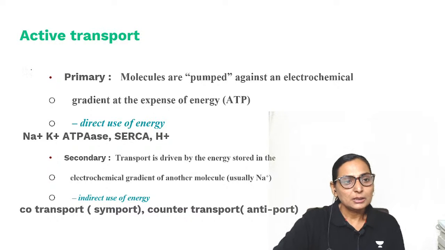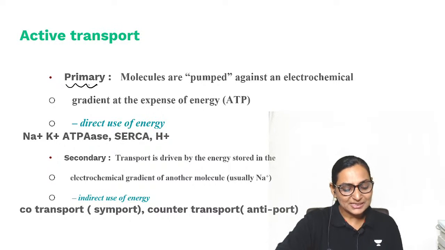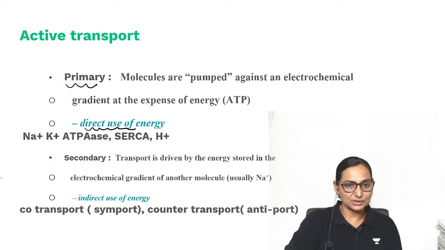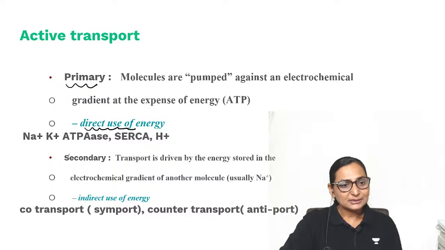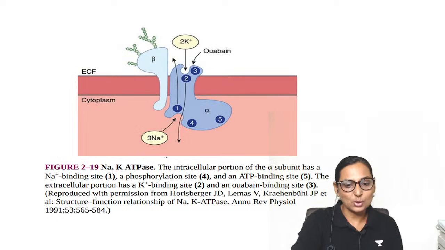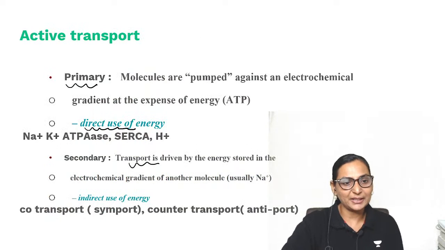Now, primary active transport is primary. Why is it primary? Because it is causing direct breakdown of energy, right? Whereas why is the secondary secondary? The secondary is secondary because the transport is using the energy that is provided by the primary. I'll explain this concept to you.